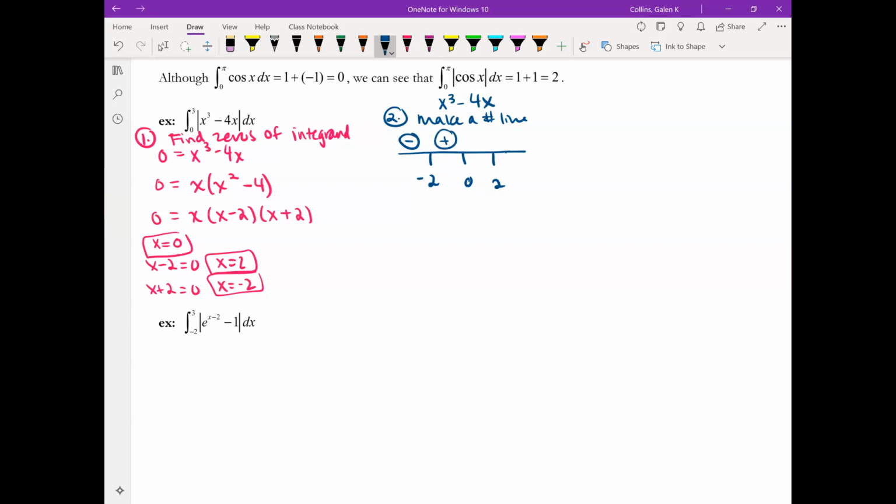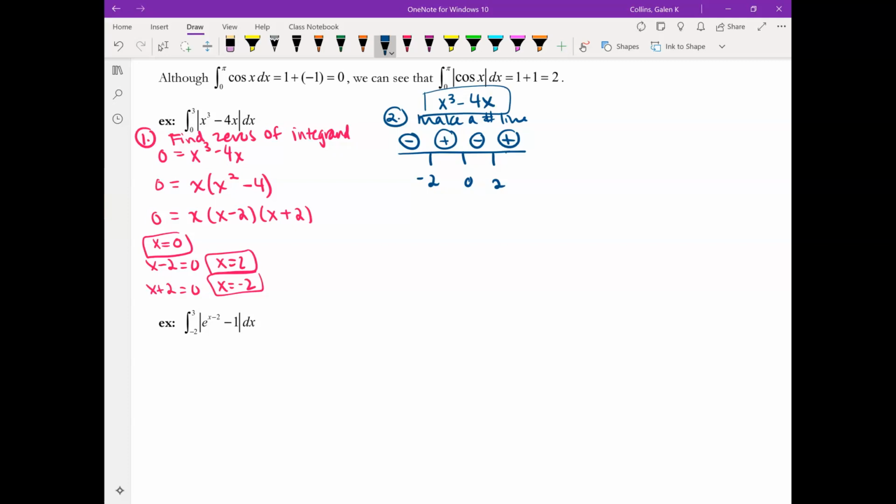And then if I plug in a positive 1, so 1 minus 4, we're back in the negative. And if I plug in a number greater than 2, like a 3, we've got 27 minus 12, so we're in the positive. So I'm just testing the function on the number line.